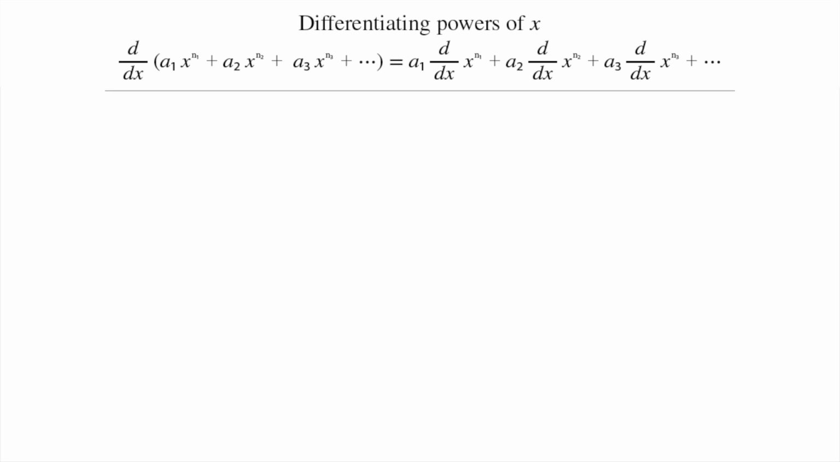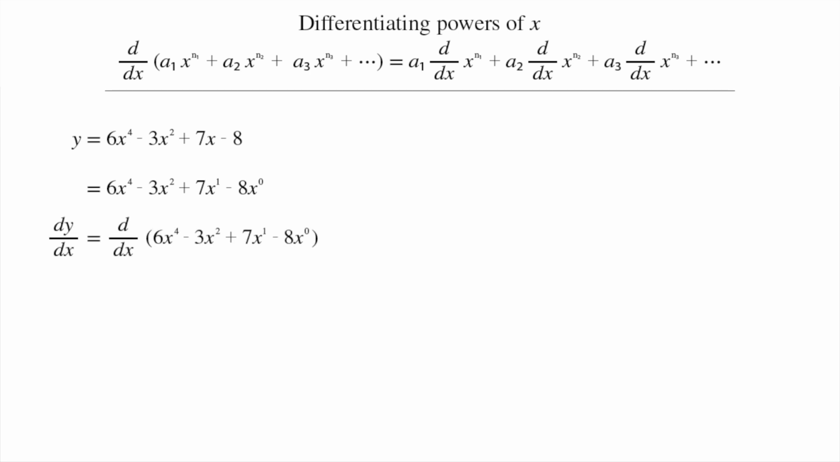Let's try this on a couple of examples. Let's take y equals 6x to the 4 minus 3x squared plus 7x minus 8. Let's start by writing every term as a power of x. So the first two terms are fine. The third term is equal to 7 times x to the 1, and we can think of the fourth term as minus 8 times x to the 0. So dy by dx equals d by dx of 6x to the 4 minus 3x squared plus 7x to the 1 minus 8x to the 0.